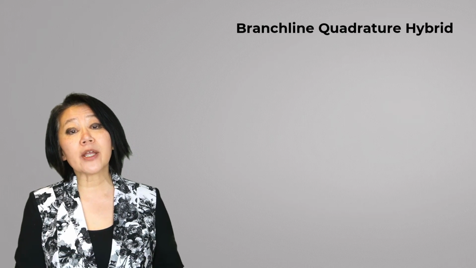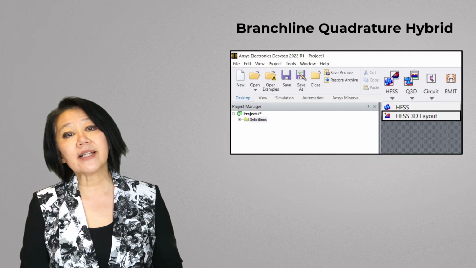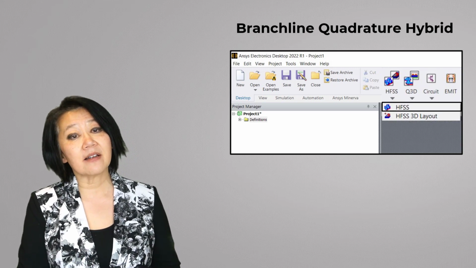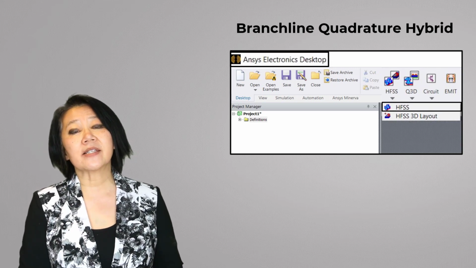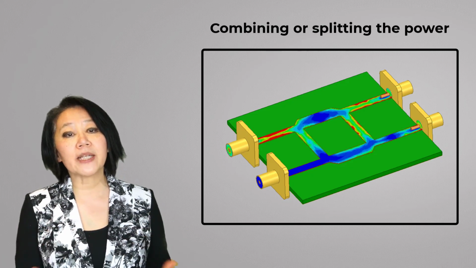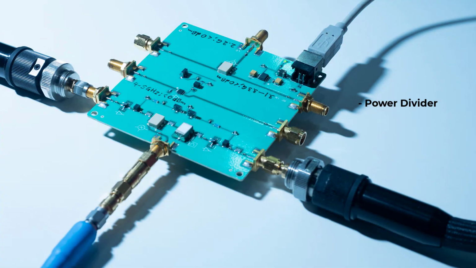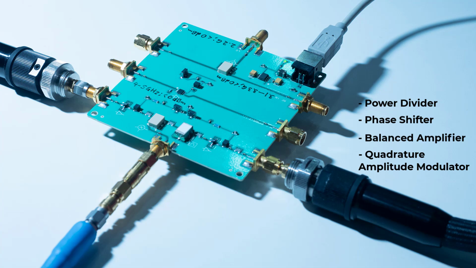In this video, we're going to create and simulate a Branchline Quadrature hybrid using Ansys Circuit, HFSS 3D Layout, and HFSS MCAD design types, all available in AEDT. A Branchline Quadrature hybrid is used for combining or splitting the power of a signal, in many applications such as power dividers, phase shifters, balanced amplifiers, and quadrature amplitude modulators.